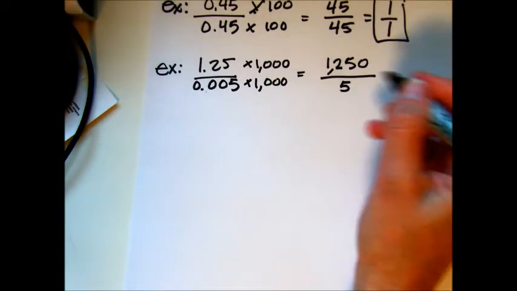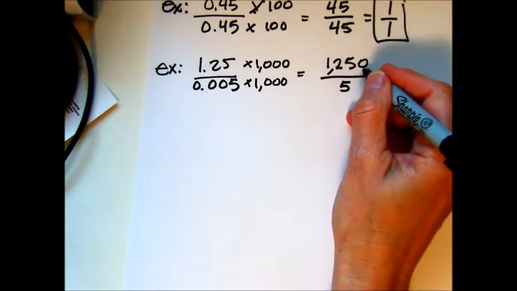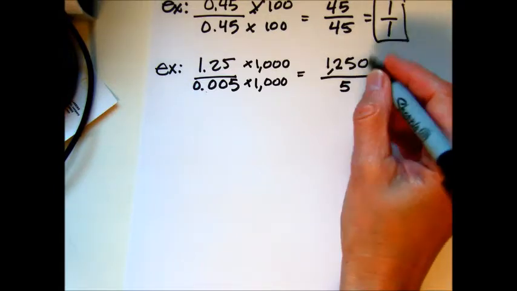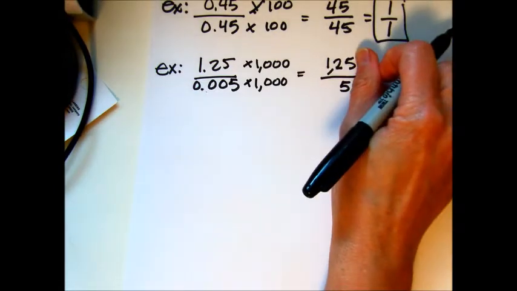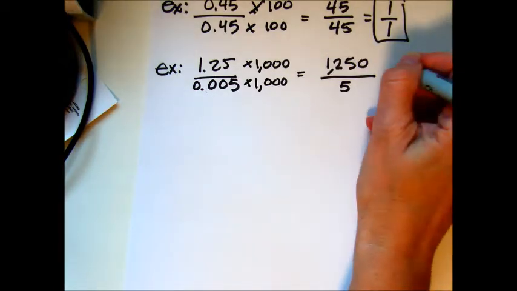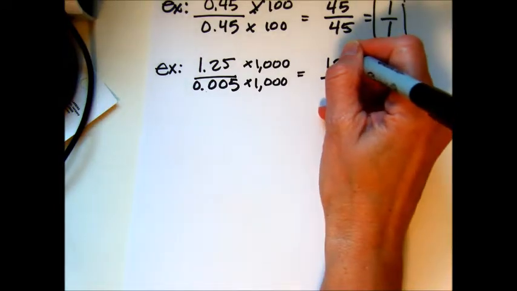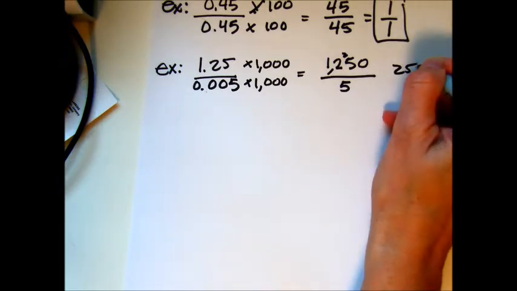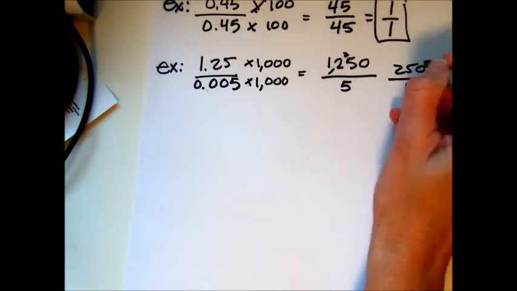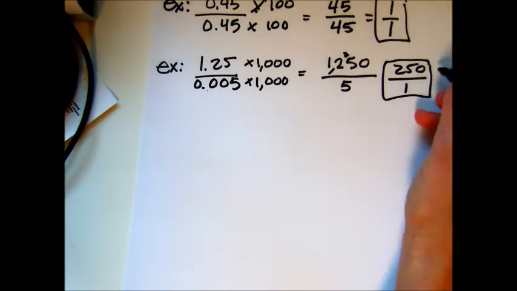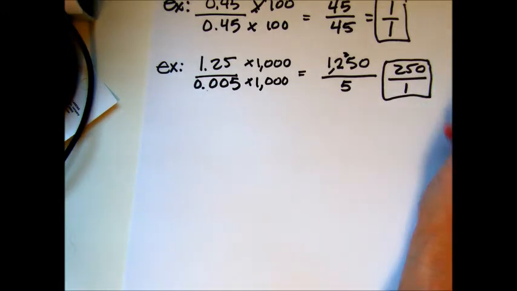Now I can reduce. I know 5 goes into this because it ends in 0. 5 goes into 12 twice, with 2 left over. 5 goes into 25 5 times, and then the 0. So 250 over 1. And again, I don't want to convert that to just 250, because there's a descriptive value here. So we need to keep that.